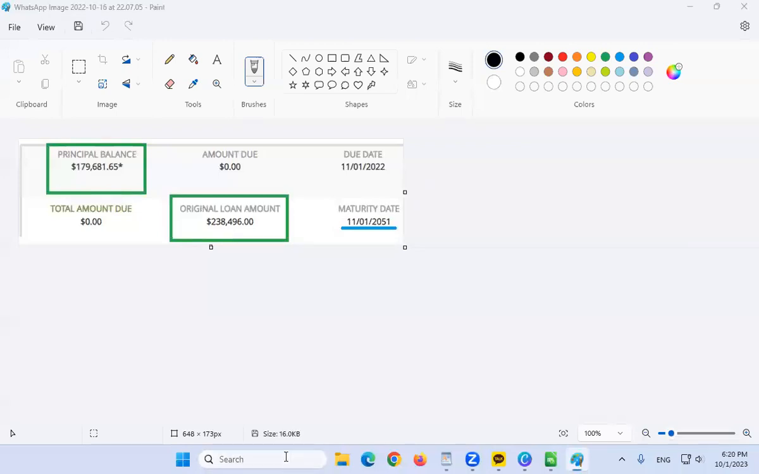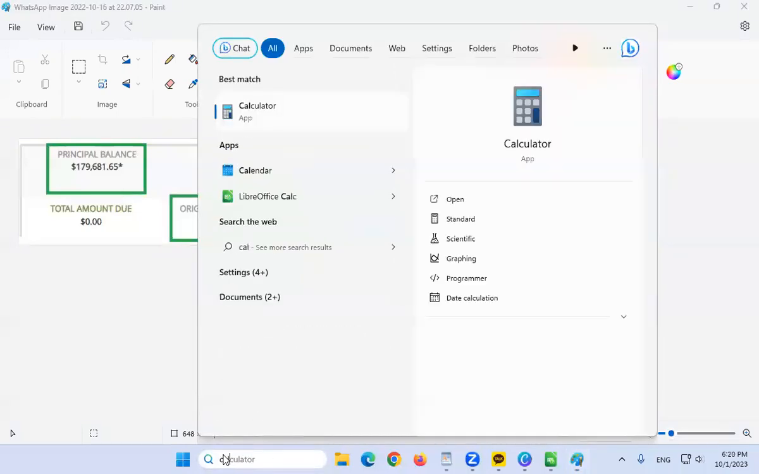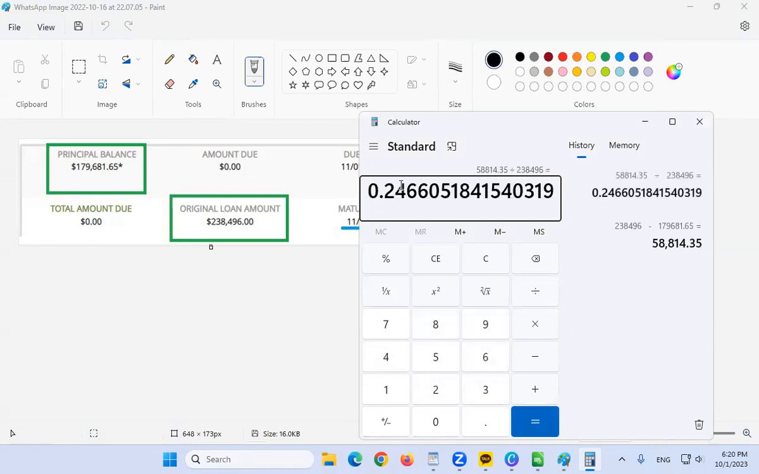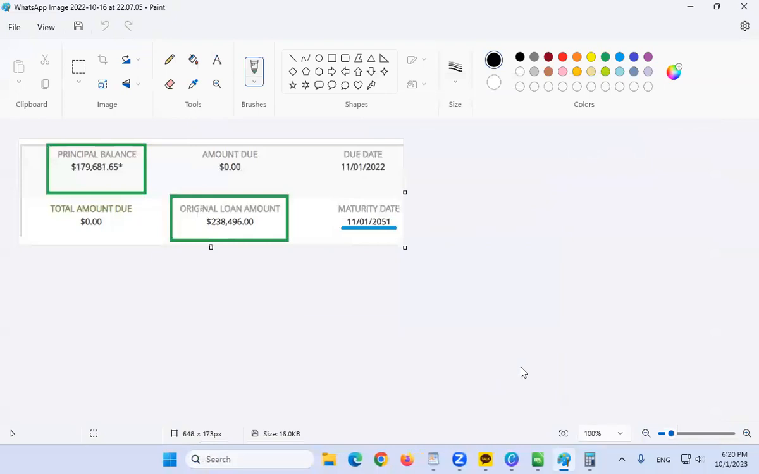If you just do a quick calculation, 238,496 minus 179,681.65, $58,000 was paid off in 1 year. And if you want to see the percentage, you divide by the original loan amount, 238,496. That's 25% if you just round this up, right? So I was able to pay off 25% of the mortgage in a year using the velocity banking strategy.